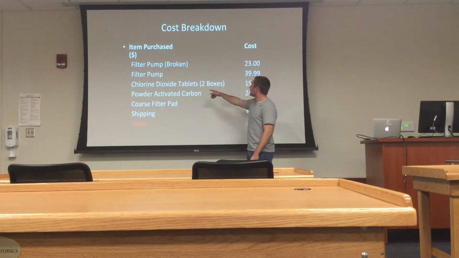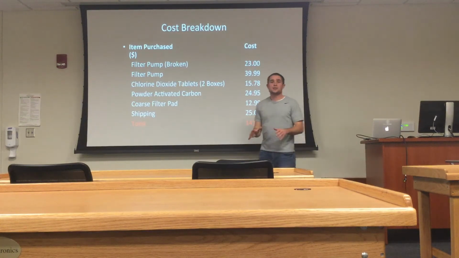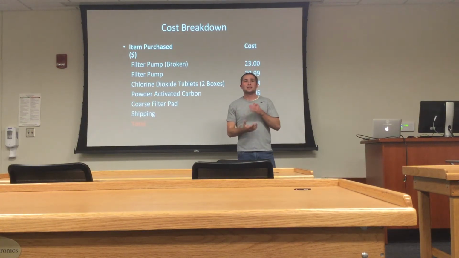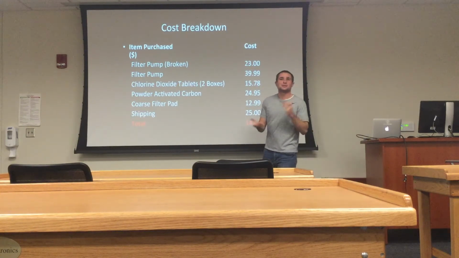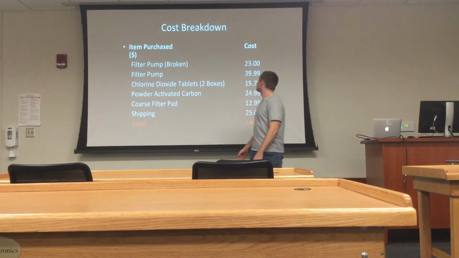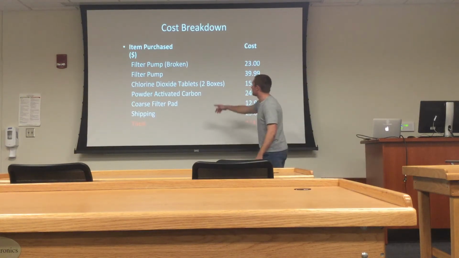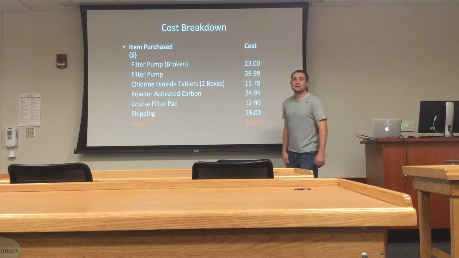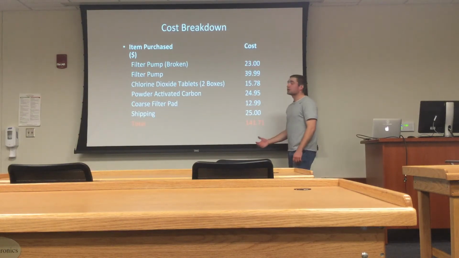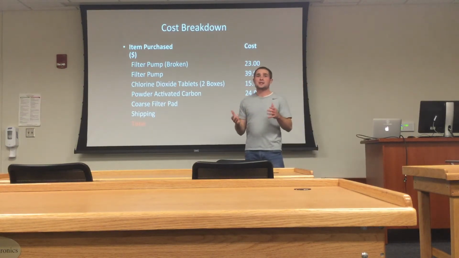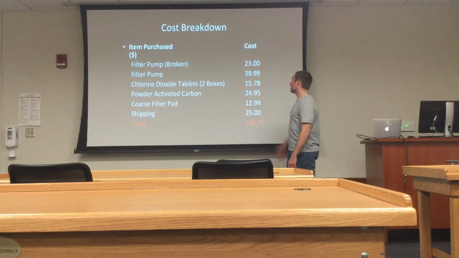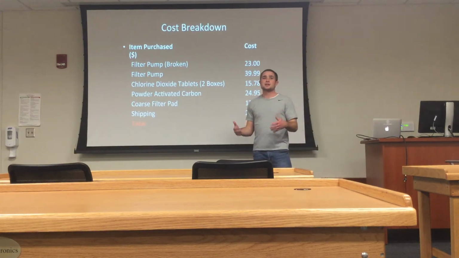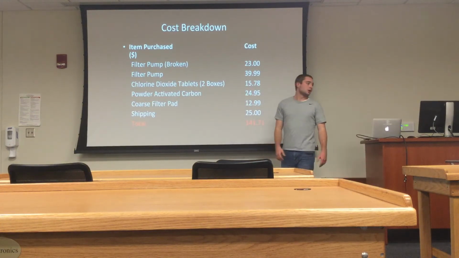We bought chlorine dioxide tablets. We bought 2 boxes of those because for every gallon we needed 4 tablets, so we needed 40 tablets total, and I think they sold 24 in each box. So we bought 2 boxes of those. The powder activated carbon came out to be $24.95. The coarse filter that I talked about, which was 50 microns, didn't really do anything, but it took out all the big stuff. And then we also had shipping, and so our total came out to be $141.71, which was under our budget of $200.